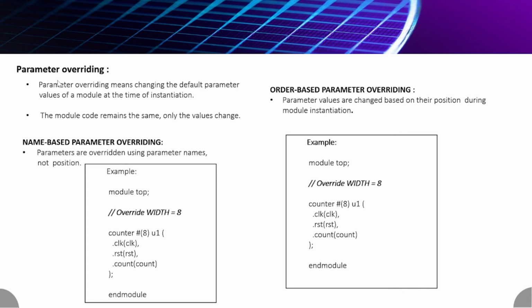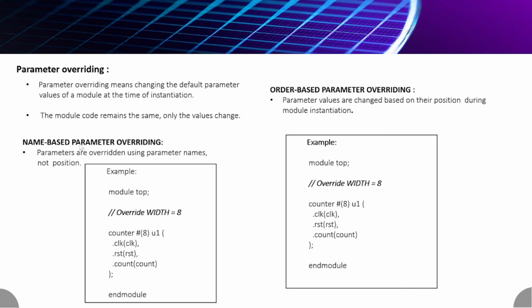Now, let's understand parameter overriding in Verilog. Parameter overriding means changing the default value of a parameter at the time of module instantiation. The important point to remember is the module code remains the same, only the parameter value changes. This makes our design highly reusable and flexible. There are two ways to override parameters in Verilog.